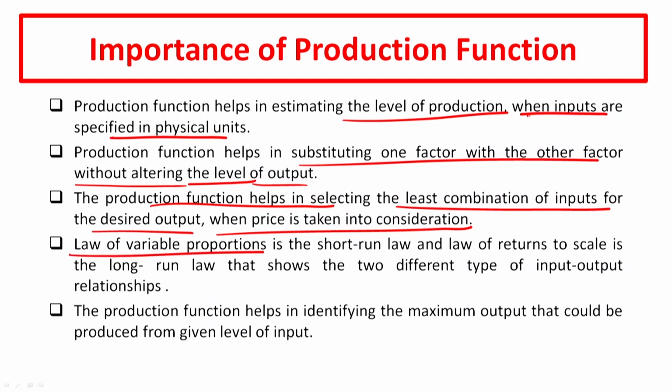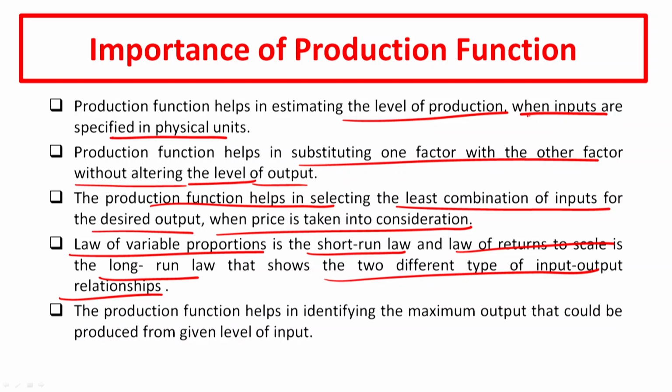Basically, the law of variable proportion is the law of the short run and the law of returns to scale is the law of the long run, and these two show different relationships between the input and the output. That means short run and long run production functions have different laws because the input and output relationship between them is different, because in one there is a combination of fixed and variable factors, and in the other there is only a combination of variable factors.